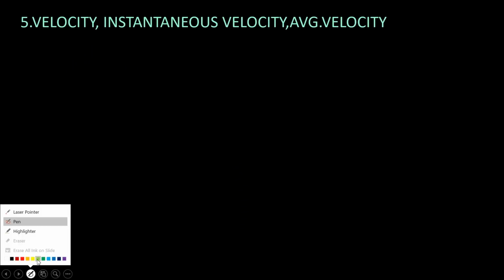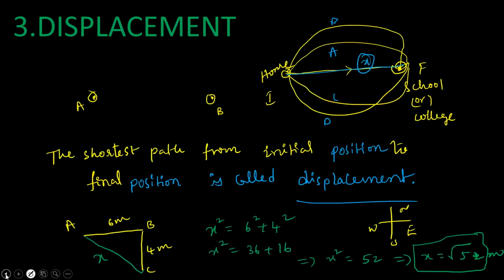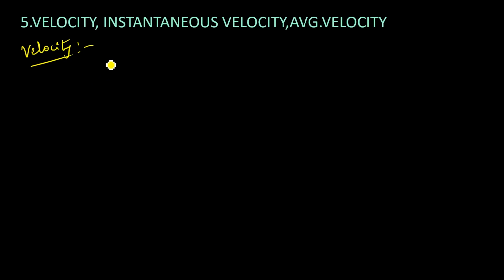And coming to velocity. Velocity is nothing but displacement by time taken. I already explained displacement; it has a particular direction along with the magnitude. So we can consider velocity is nothing but the displacement traveled by the body per unit time.